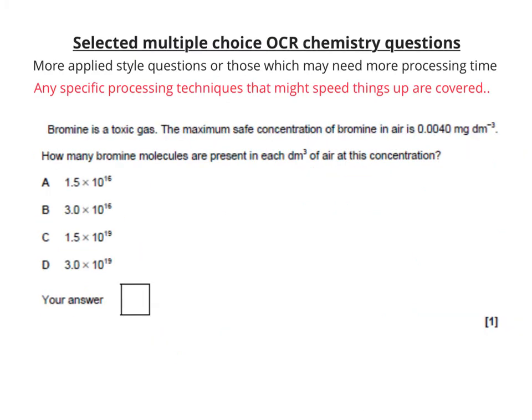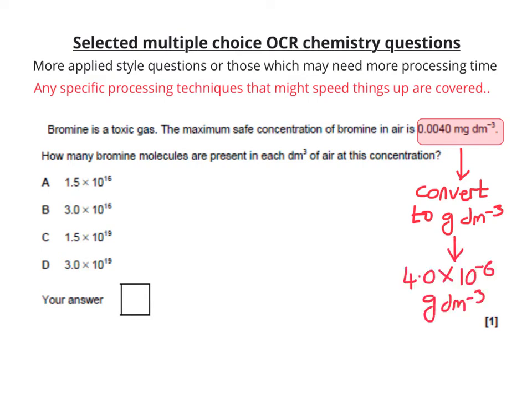Okay, so this one is another calculation one, and it says the maximum safe concentration of bromine in air is 0.0040 milligrams per decimeter cubed. The way to deal with this is to convert milligrams into a unit that is more standardized. Grams is the standard unit for mass, so we use grams in chemistry really as opposed to milligrams. So that's 4 times 10 to the minus 6 grams per decimeter cubed.